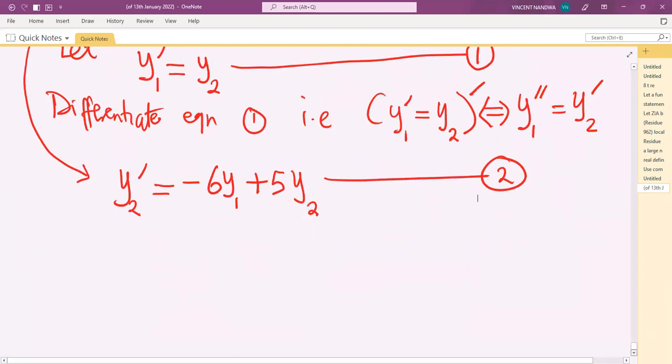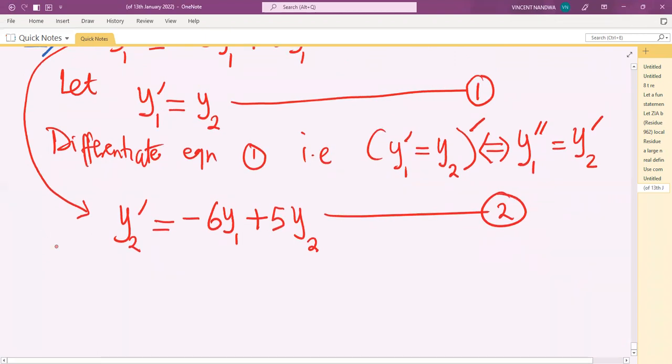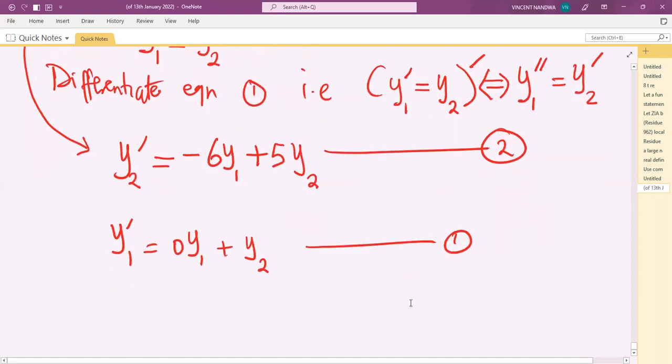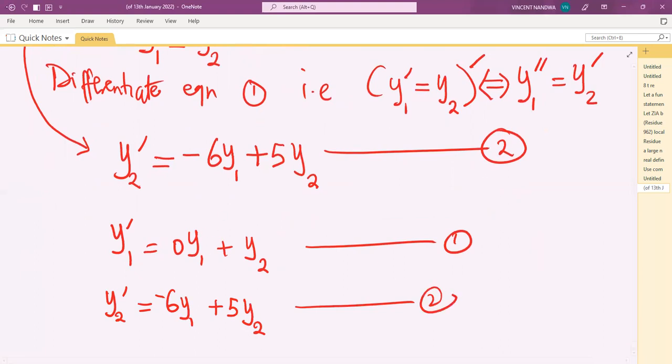Now we write equation 1 and equation 2 in such a way that each of them has variables y1 and y2. So equation 1, I write y1 prime equals to 0y1 plus y2. This is still equation 1. And in equation 2, I write y2 prime is equals to minus 6y1 plus 5y2. This is still the same equation 2. The reason why I'm writing this term is to ensure that every equation has y1 and y2.